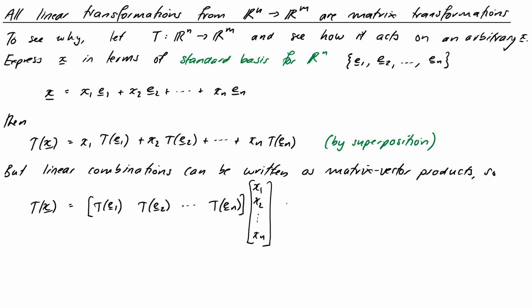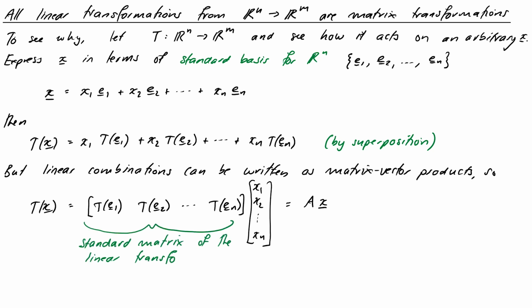But actually, look, we've just turned it into a matrix transformation. That matrix with all the T's of the basis vectors as columns, that's our matrix of the transformation. So we could write this down as A times x. So the matrix A is called the standard matrix of the linear transformation.